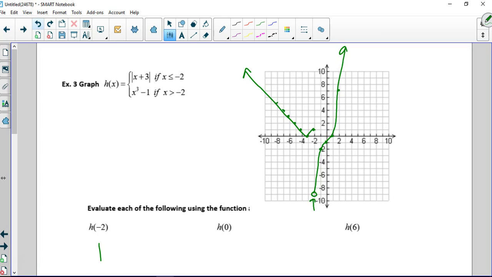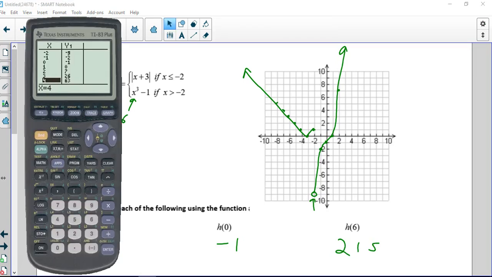H of 0, well, from looking at the table, we know 0 leads to -1. Or you plug it in here. 0 cubed is 0 minus 1 is -1. H of 6, well, that's off the chart. We have two choices. We can plug in 6 here and do 6 times 6 times 6, which is 216, minus 1, which is 215. Or we can just use our handy calculator and go down to 6. There it is, 215. So it can really come in handy.